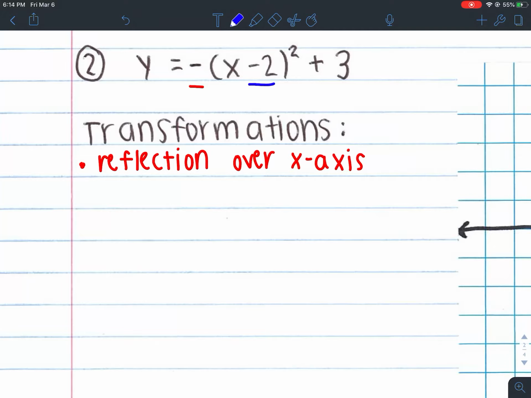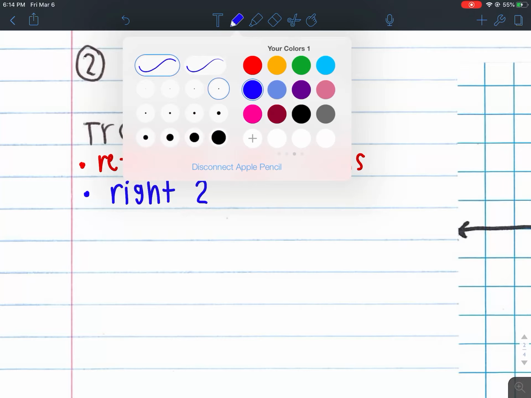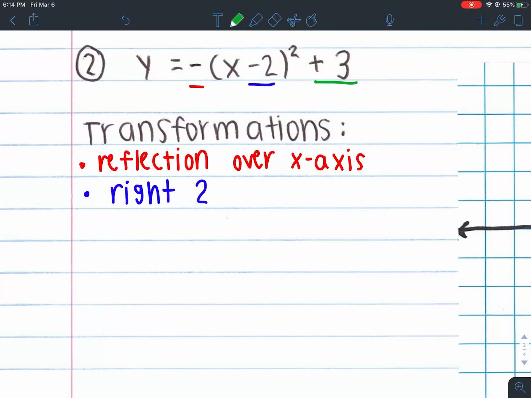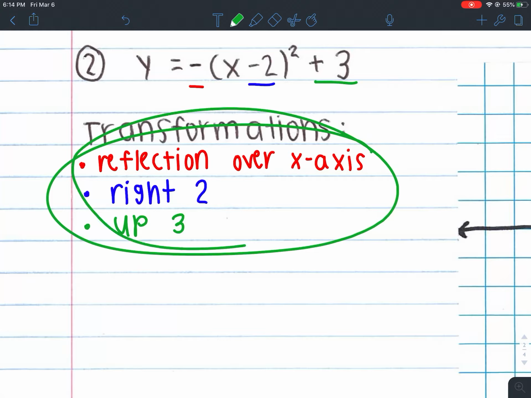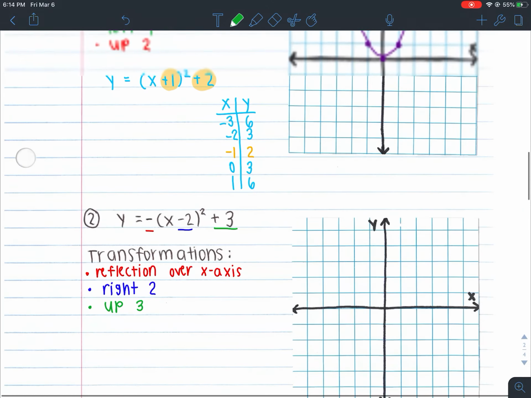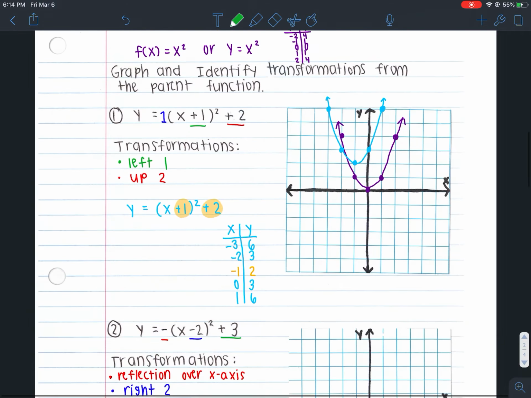So the next thing I see is the -2. That means I'm going to the right 2, because it's the opposite of what you think, right? It wouldn't be left 2. Remember, right and left are on the inside of the parentheses. And then the last thing I see is the +3, which tells me I'm going to go up 3. So all 3 of these transformations take place from my original parent function in the purple.